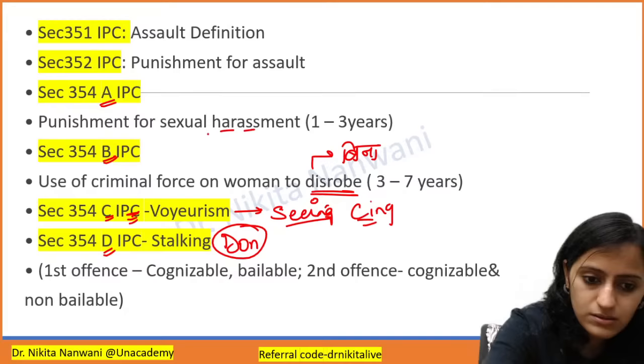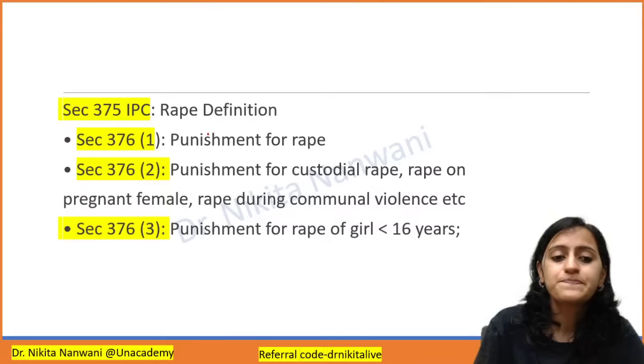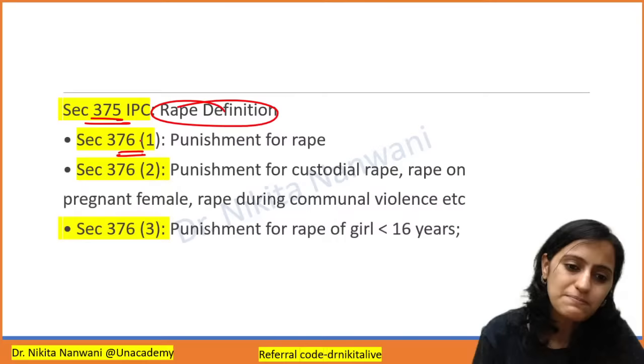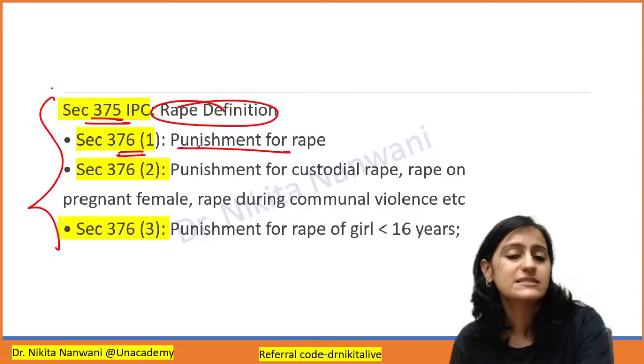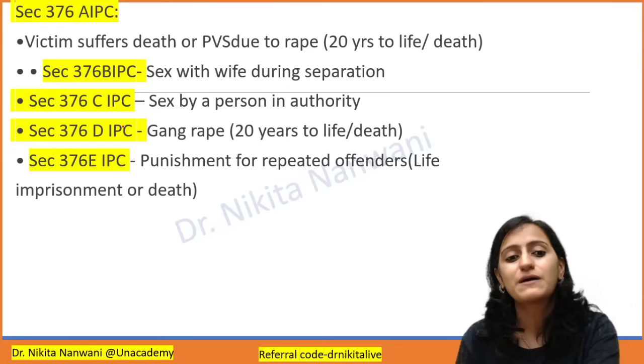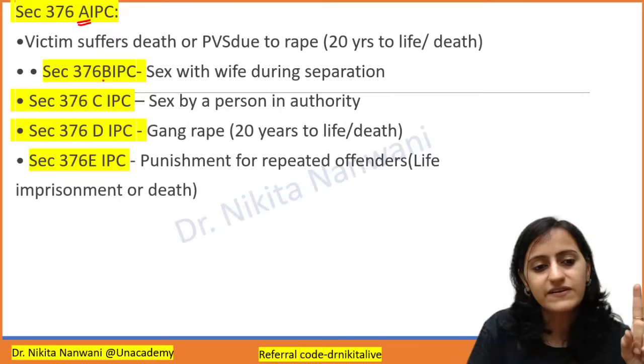Let's see the other ones. 375, 376. 375 we all know is the definition of rape and 376 is the punishment for rape. I'm not going into the details of this. All of this has been covered in detail in the plus class. I've taken IPCs already. Okay. 375 rape definition, 376 punishment. 376 is important. What is 376? A, B, C, D and E.